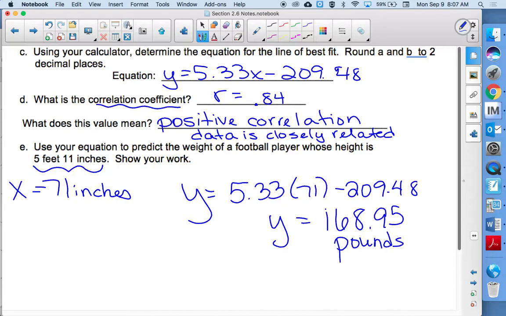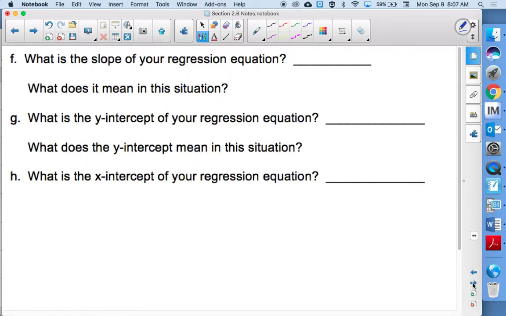The next question says, what is the slope of the equation? So using the same equation, what's the slope? Jack, what's the slope? 5.33. And then it says, what does it mean? And this is where these problems get a little tricky. We have to explain what that slope means. Peter, what do you think it means? Yeah, it means pounds for every inch.